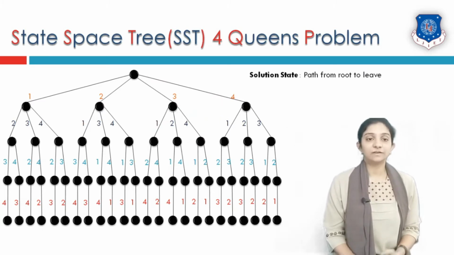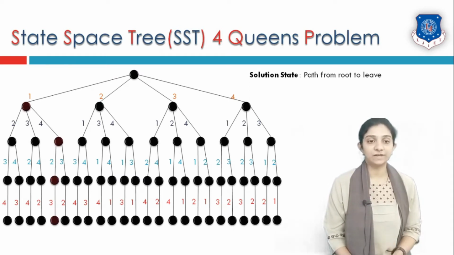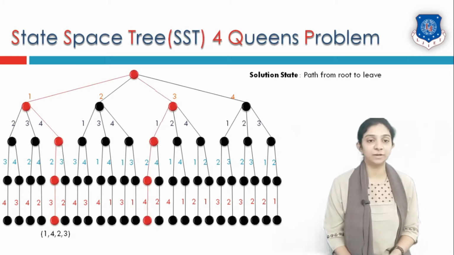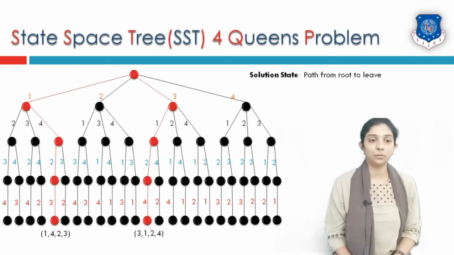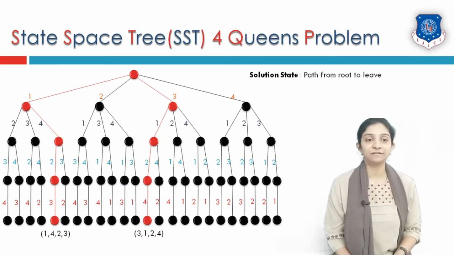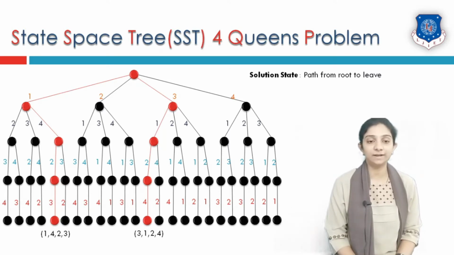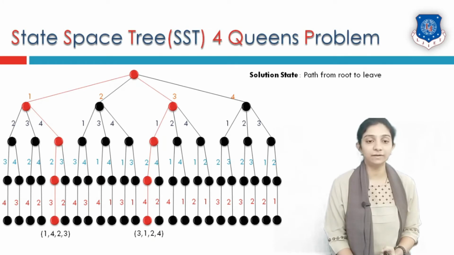Solution state. A solution state is a path from root to any leaf node. Say for example, if I consider a particular path, this one or another one, the path that is generated is branch 1, 4, 3 and 2, that is a vector 1, 4, 2, 3, and another branch from root to leaf is generated as 3, 1, 2 and 4. Now this complete leaf node which is generating the particular solution, not necessarily the feasible solution, is called as solution state.